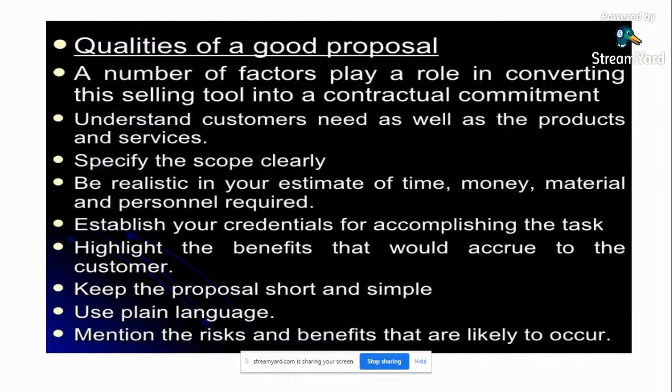Okay, and coming to the qualities, these are the qualities that should be there for a good proposal. A number of factors should be there, like turning a selling tool into a contractual commitment, understanding the customer's need, and trying to give them the best proposal. Specify the scope, like the topics that you give more importance to. Like, I am going to do this in an effective way rather than any other one, and you do it in a cost effective way. If you mention these things, they will be highlighted in the proposal, and the quality of the material you'll be using will be the best. If you give that idea in your particular proposal, you get the best results. Okay, and the proposals will definitely be approved.